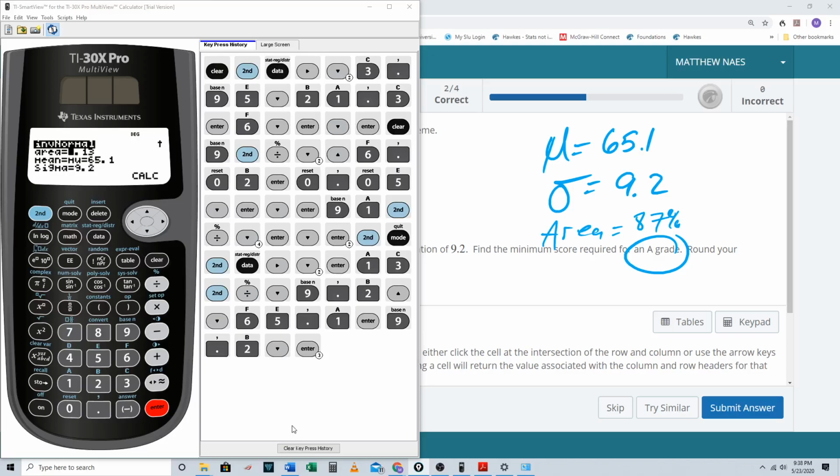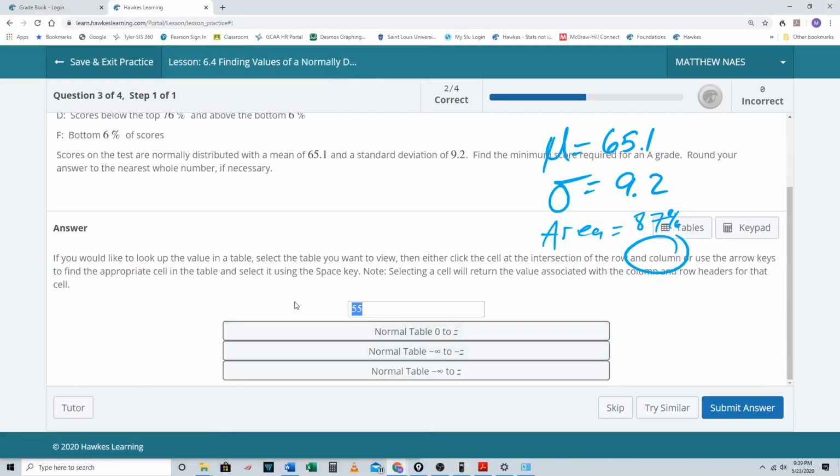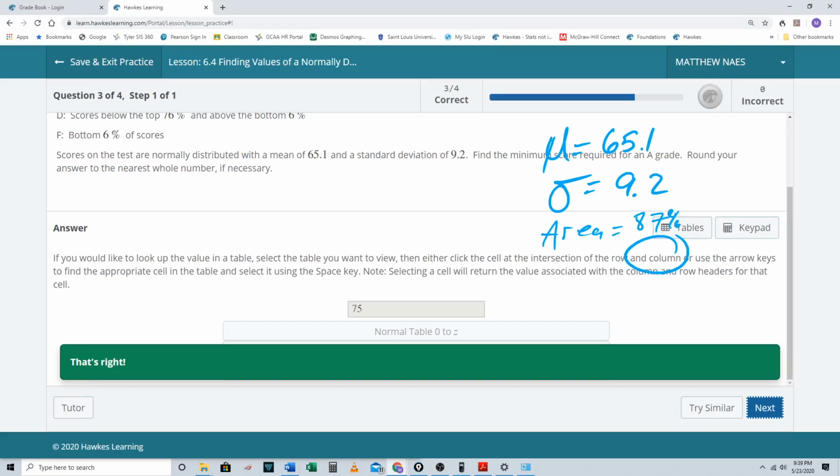All right, so we had 87%. I can't type in things. Okay, 87%. And then I don't change anything else. Go to calculate. 75.4, so 75. And there it is.